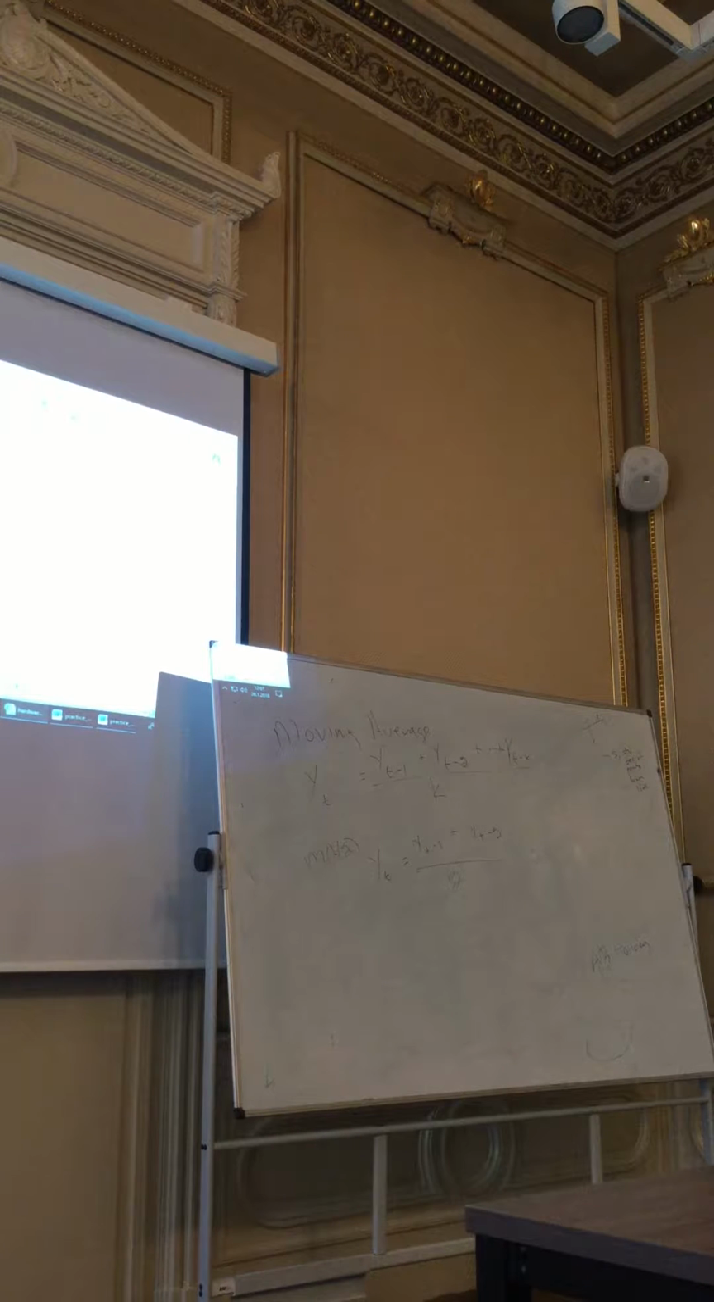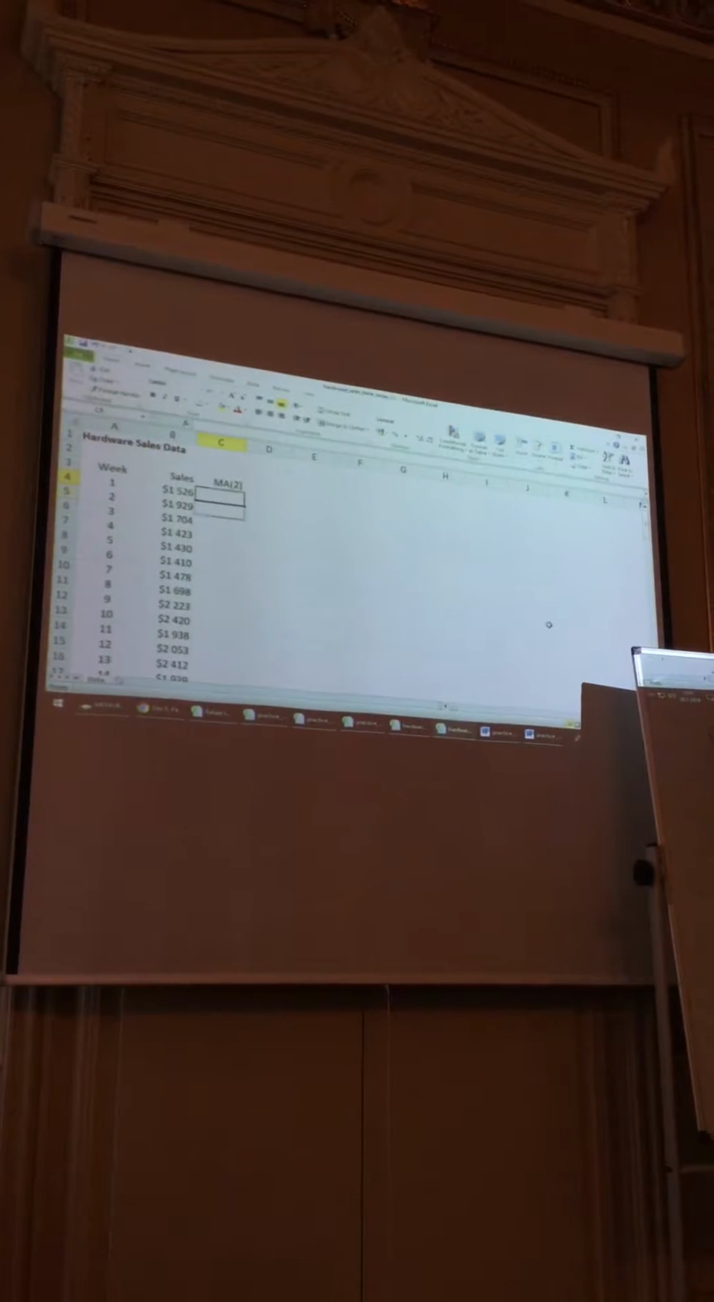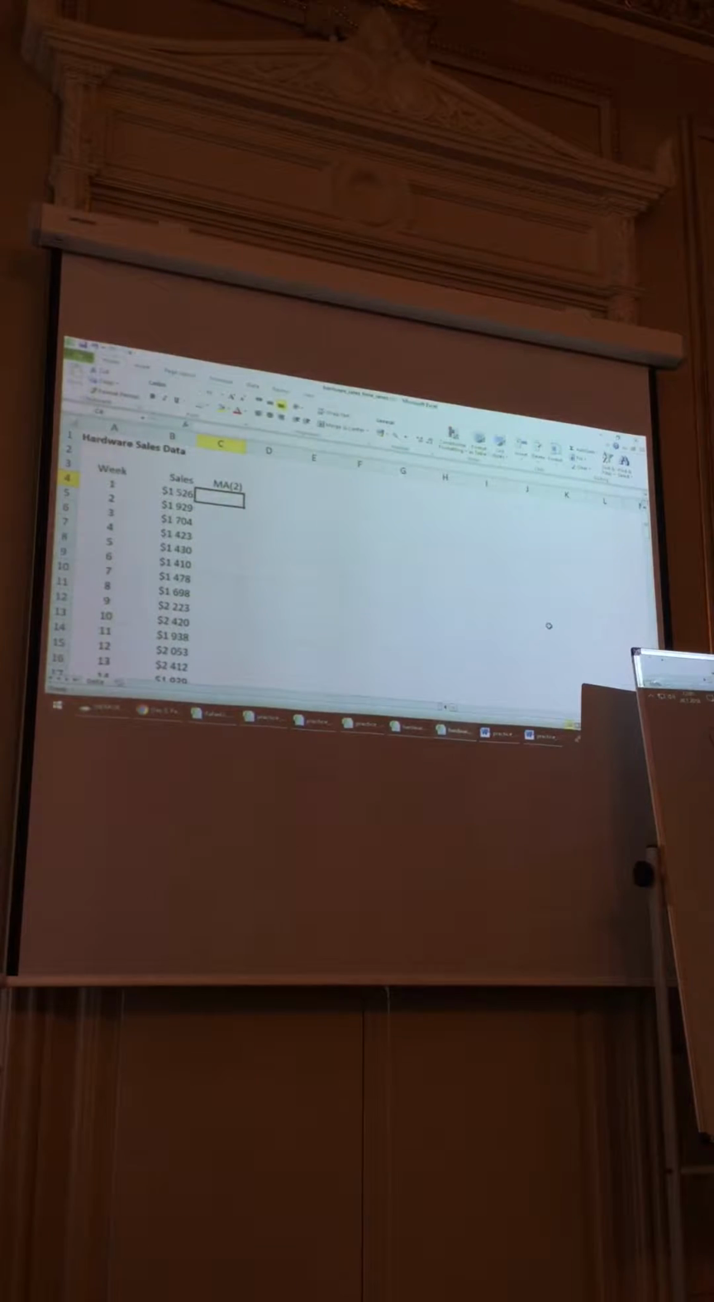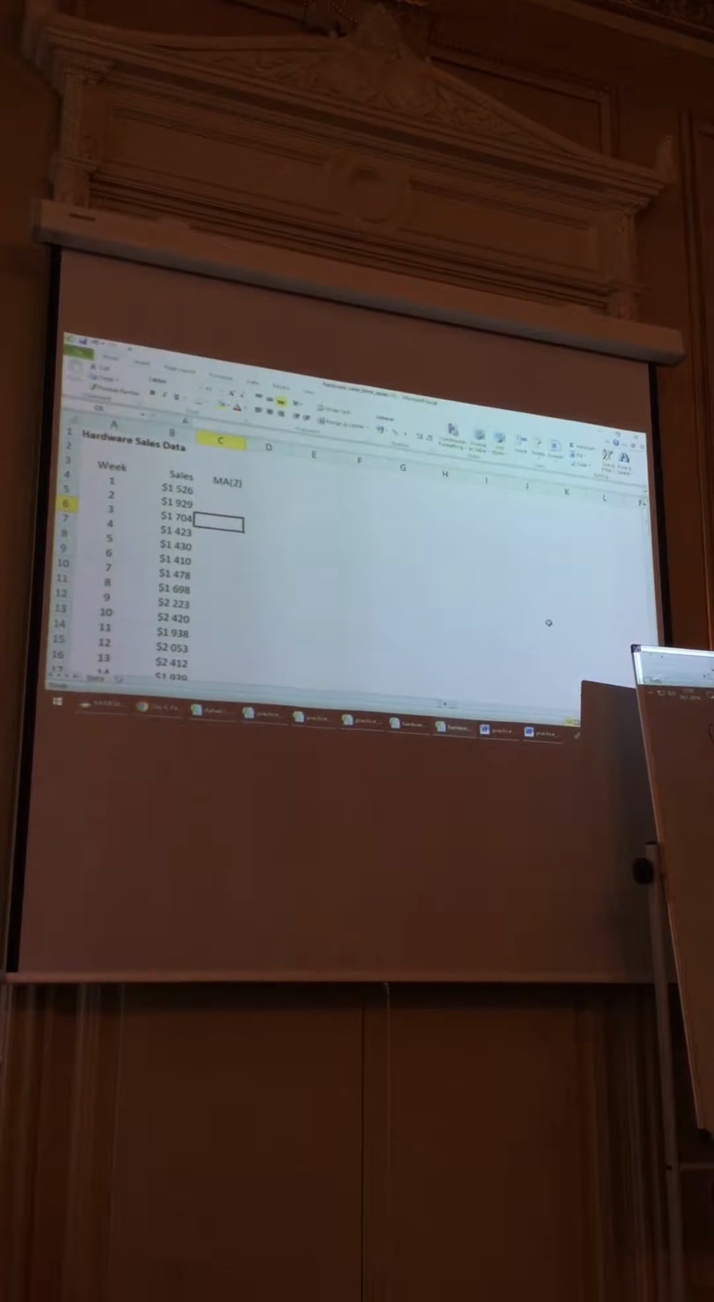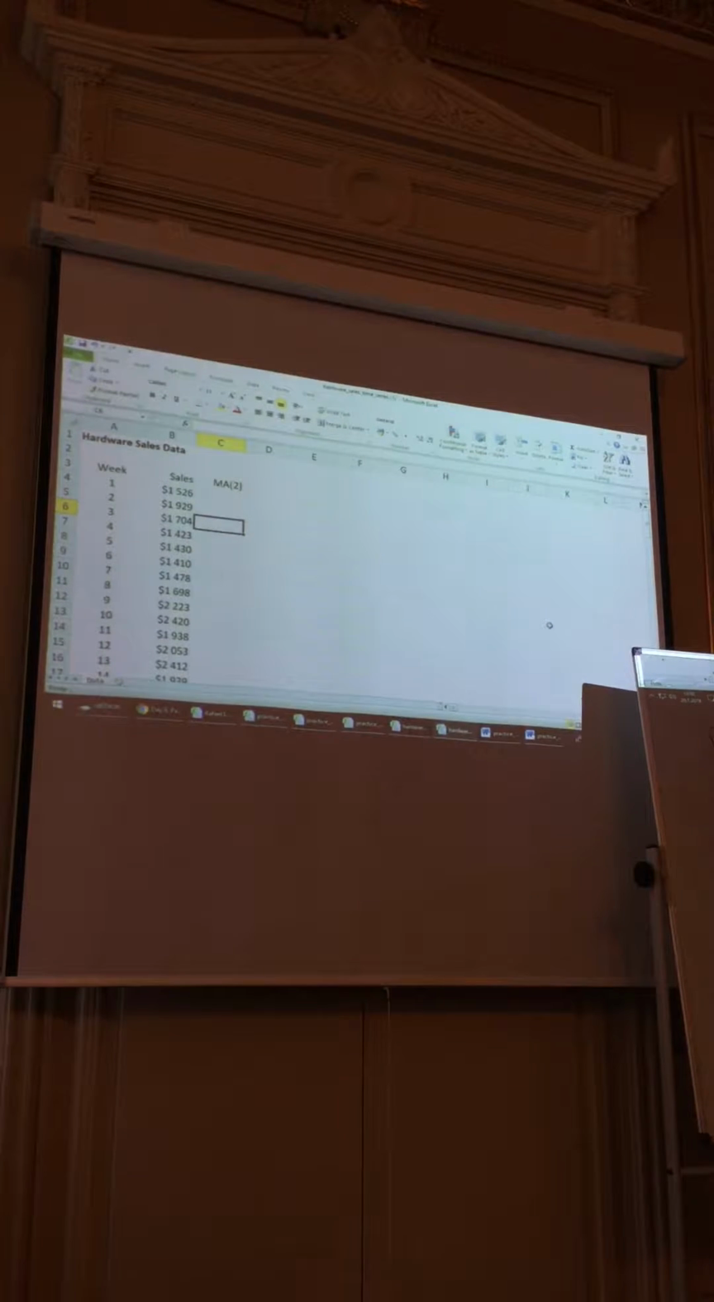So a moving average 2 forecast works like this. I need some data to get started, right? This is actual data. I can't do a forecast for period 1 because I don't know what happened in period 0 and period minus 1, right? So the first place I can make a forecast for is period 3. So I'll just do the average of the last 2 periods before period 3, right?